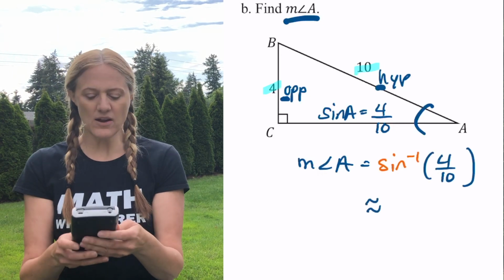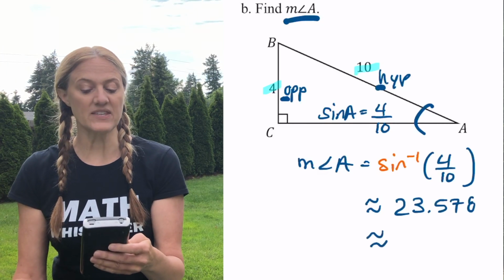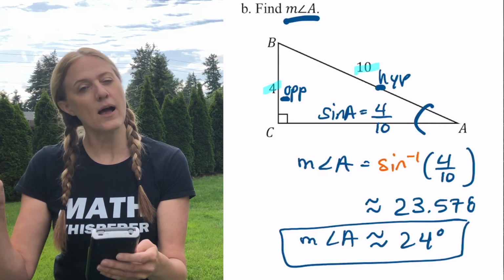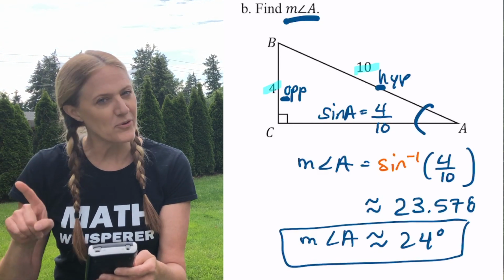Let's plug that into our calculator. It ends up 23.578 and so on. Rounded to the nearest degree, 24 degrees. Squiggly equals about 24 degrees.